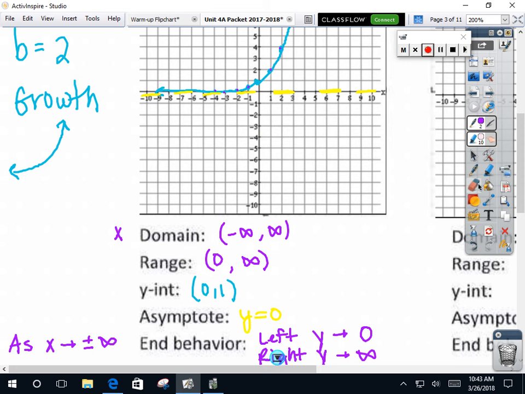Okay, any questions so far? Okay, now let's try number 2.